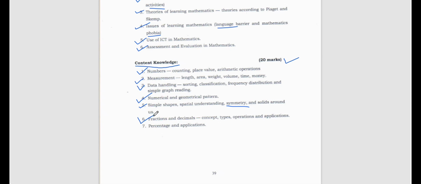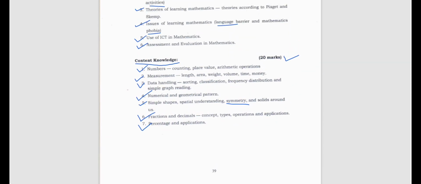Then percentage and application, percentage is very important, right? Then how do we calculate the percentage? What is the formula in order to find the percentage? Discount, right? Discount, flat, this much percentage is off for this. So how do you actually calculate the price of that thing? So in order to do all those things, you have to know how do we find out the percentage of certain things, right?